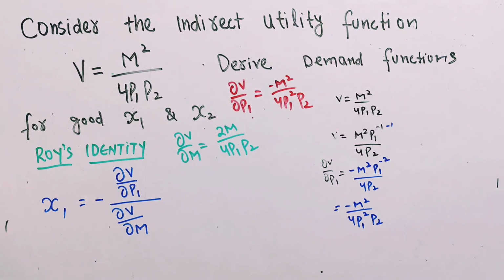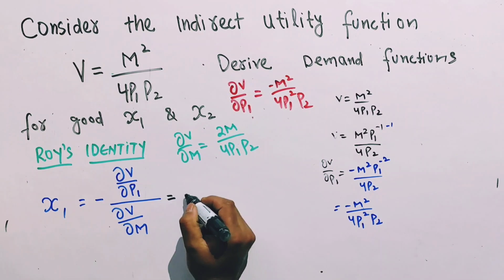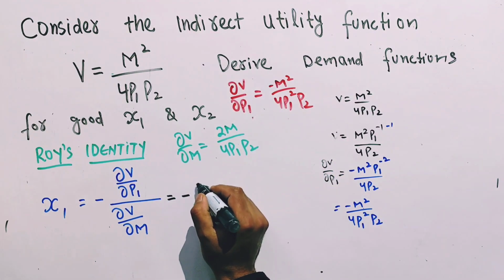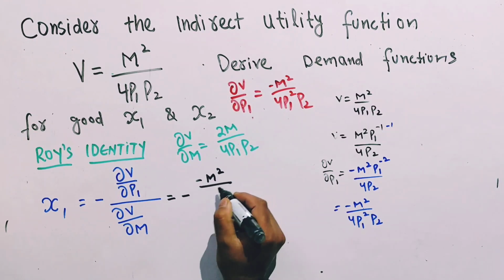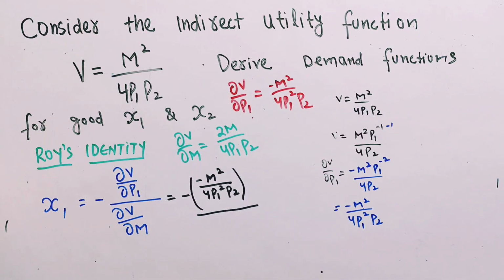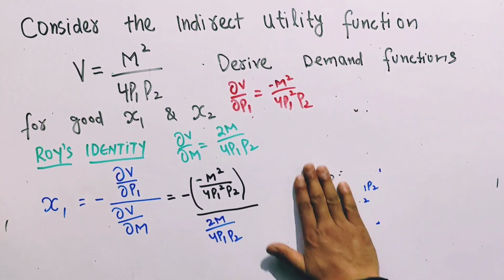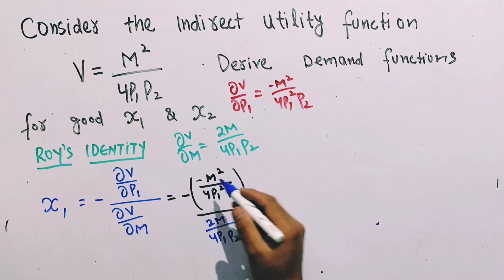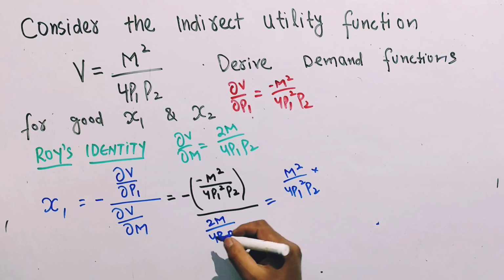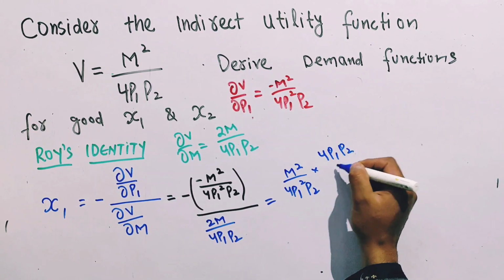Now using this ratio, X1 is equal to this stuff, so we have minus from the formula. dV upon dP1 we got as minus M squared divided by 4 P1 squared P2, divided by dV upon dM, which we calculated as 2M divided by 4 P1 P2. So let us try to solve this. Minus into minus is plus, so we get M squared divided by 4 P1 squared P2. If I transpose this, it gets multiplied but reciprocated. It becomes 4 P1 P2 divided by twice M.